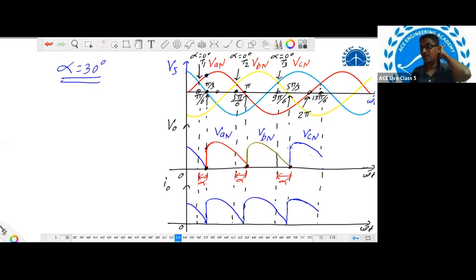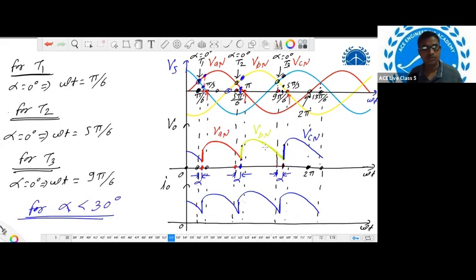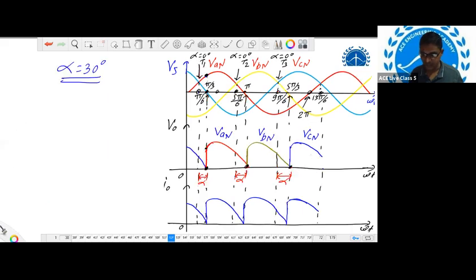So for alpha less than 30 degree, the output voltage will be non-zero all the time. It is not reaching the 0, right? Whereas if you check alpha equal to 30 degree, your output voltage is reaching the 0 value, and from the same point, it is again jumping to the non-zero value, right? So this is for alpha equal to 30 degree.